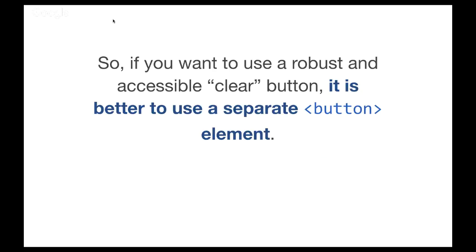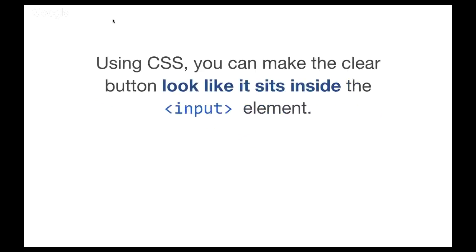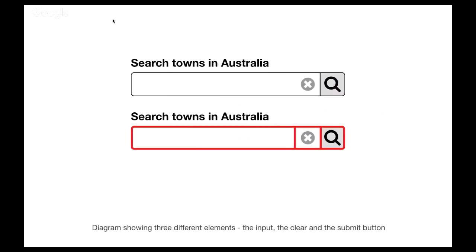So if you want a more robust, accessible clear button, it's better to use a separate button element like the one we've talked about earlier. Now, using CSS, you can make it look like it's sitting inside, and there are a number of ways you can do that. In this diagram, I've put the three of them sitting beside each other, tucked tightly together, with a border around the input and the clear button so that they look like one module. But it could also be done in other ways where you position it and give it z-index, or relative position, and move it in on top of the input. So fundamentally, it's still a separate element, but it's made to look like it's actually one element.